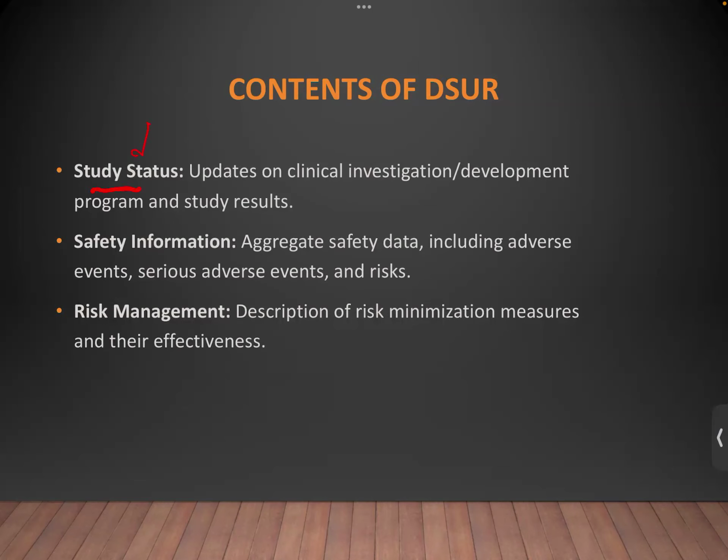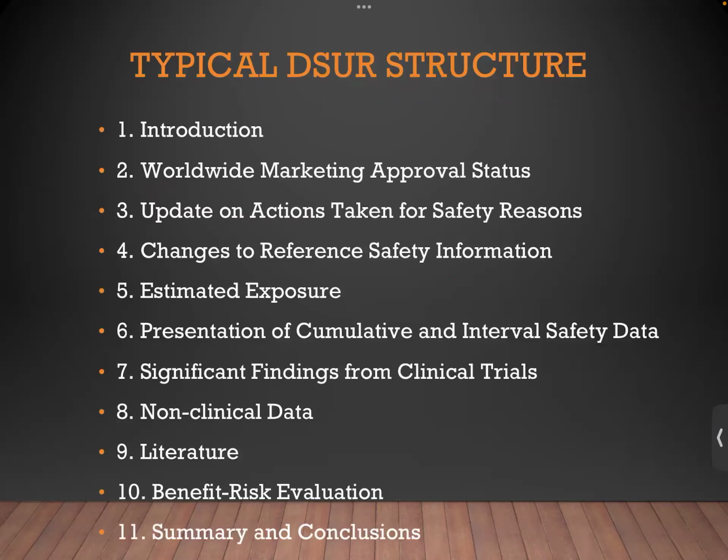Safety information. It gives you aggregate safety data, inclusive of AEs, SAEs, and risks. Risk management. It helps you to minimize the risk, basically increasing the effectiveness of a drug. Suppose there is a dose escalation study and they found that a higher dose is causing harm. That is helping you to minimize the risk, because they will be working on the lower dose. So this is the structure of DSUR.